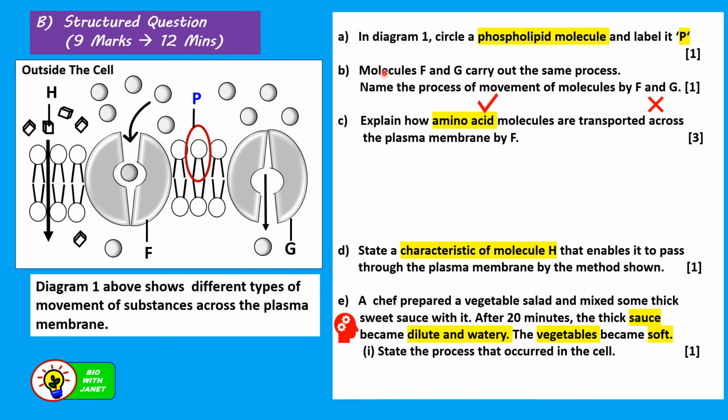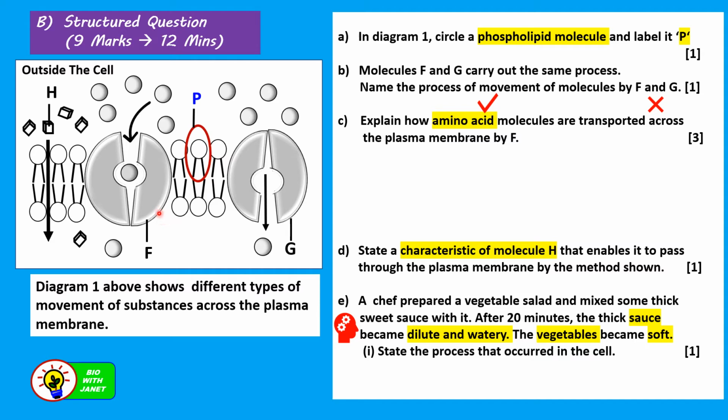Next, let's go on to question B. Molecules F and G carry out the same process. Name the process of movement of molecules by F and G. Okay, so first of all, we have to determine what this molecule F and G is. It is a carrier protein, right? And then is it active transport or passive transport?